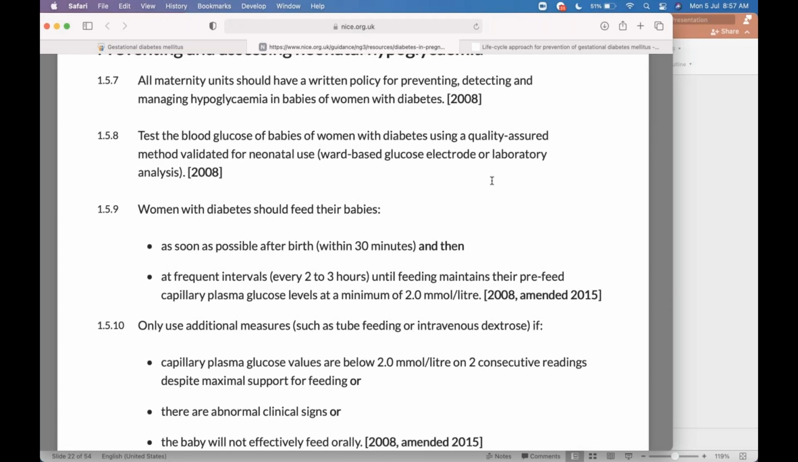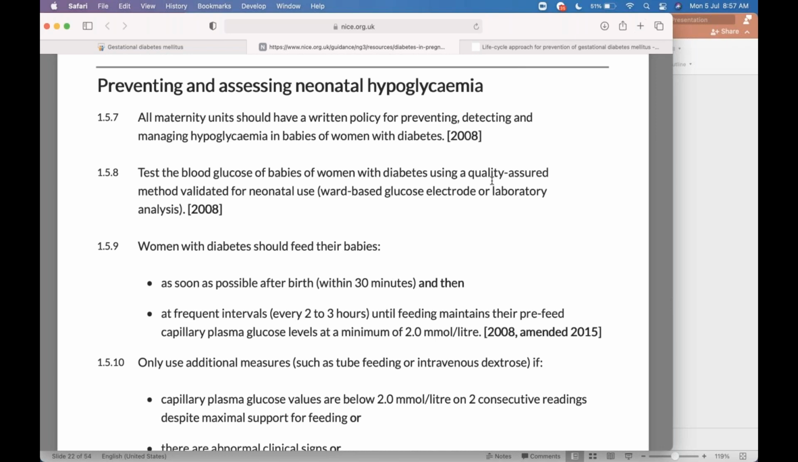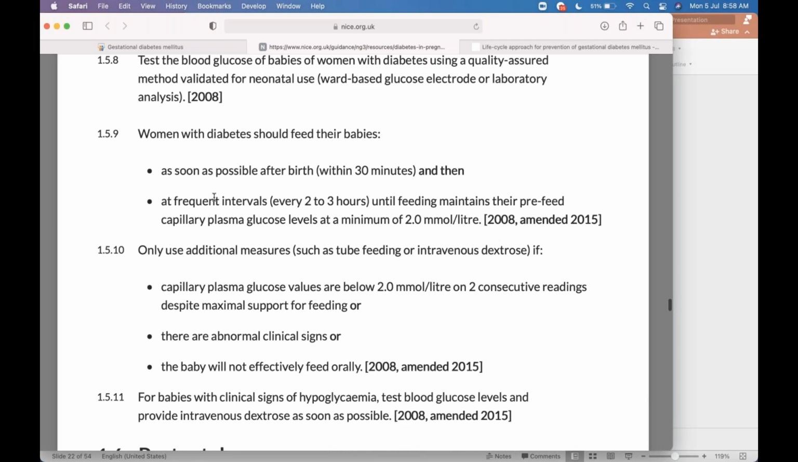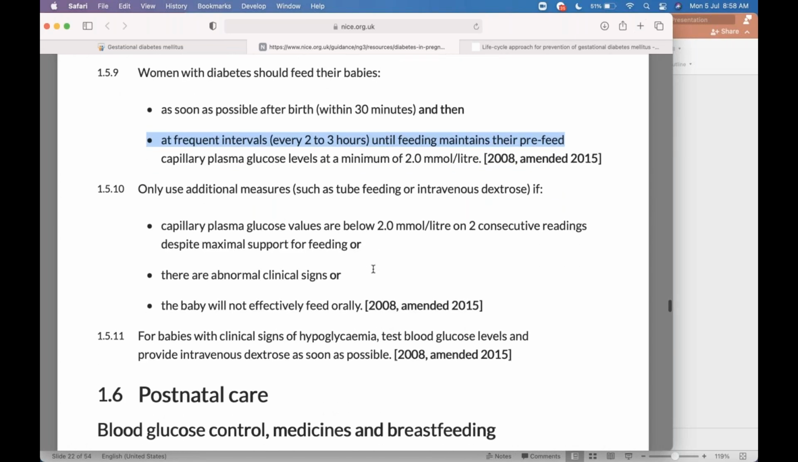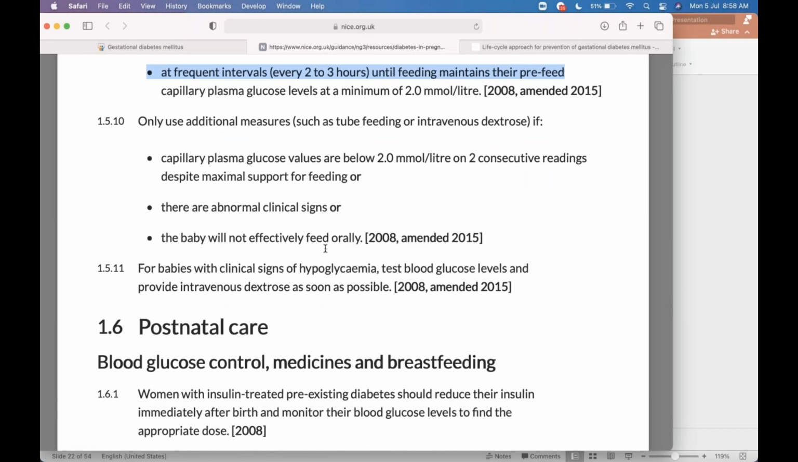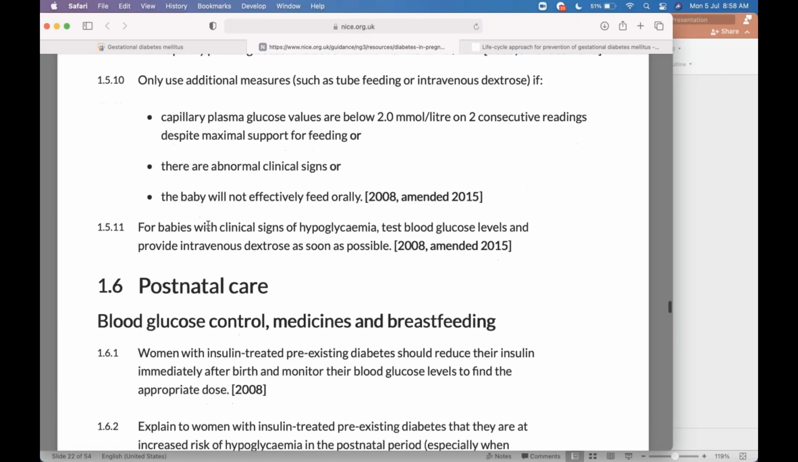Neonatal hypoglycemia should be managed by more frequent breastfeeding. In fact, you will not even wait for on-demand breastfeeding. You will wake the baby up after 1.5 to 2 hours and say, okay, baby, drink. You have to make the baby drink. At frequent intervals, we will also check the baby's sugar levels, and the target for the baby is around 45 to 50 milligram per deciliter. For babies with clinical signs of hypoglycemia, test the blood glucose level and then provide intravenous dextrose as soon as possible.